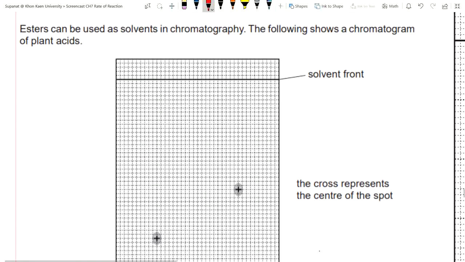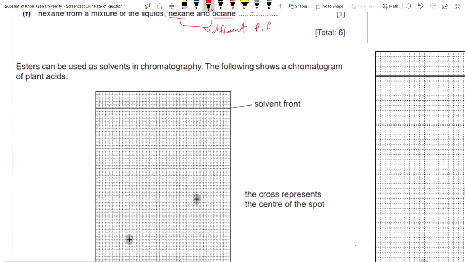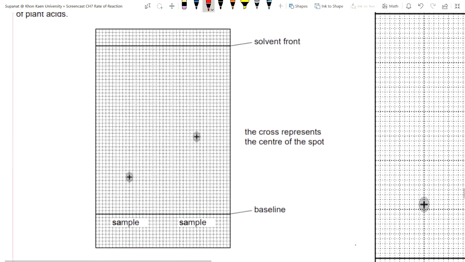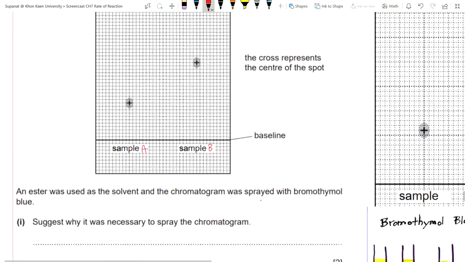The next question. Esters can be used as solvents in chromatography. The following shows a chromatogram of the plant acid. This is the baseline for sample A, sample A and sample B. The cross represents the center of the spot. An ester was used as the solvent, and the chromatogram was sprayed with bromothymol blue.